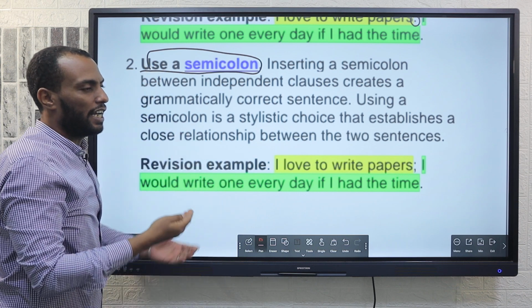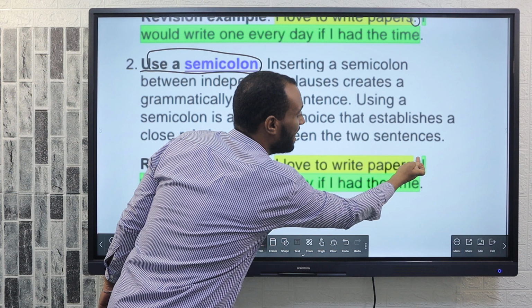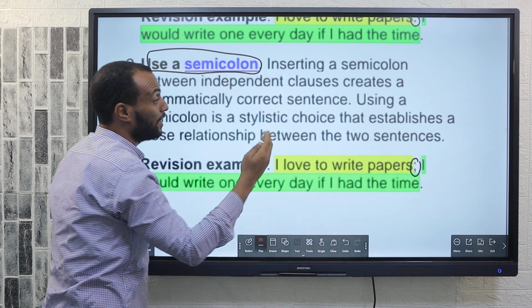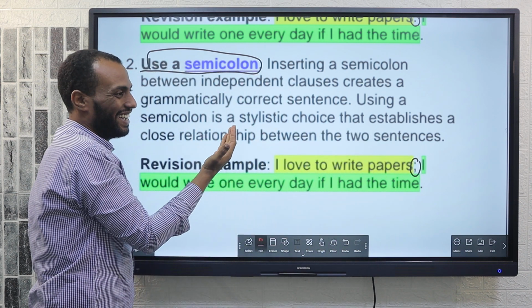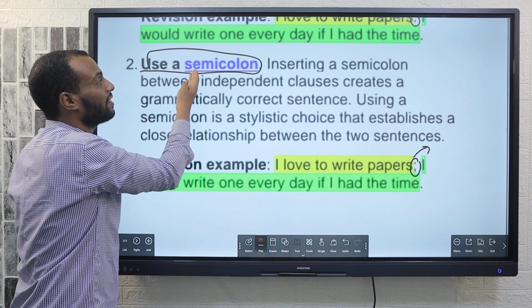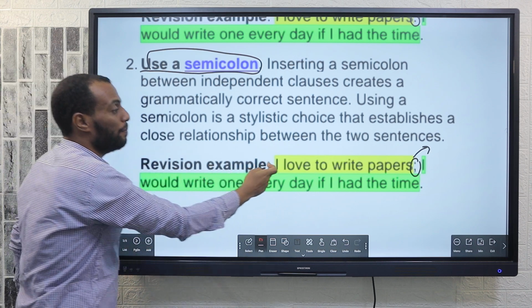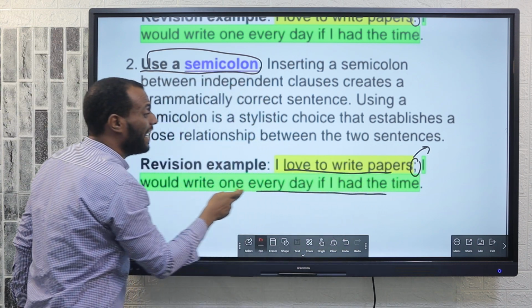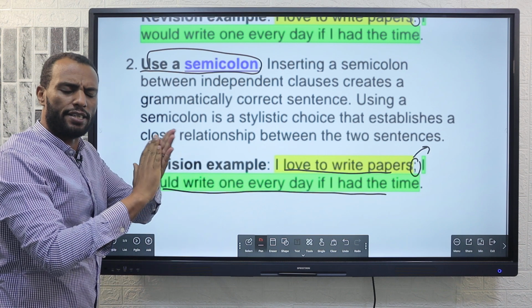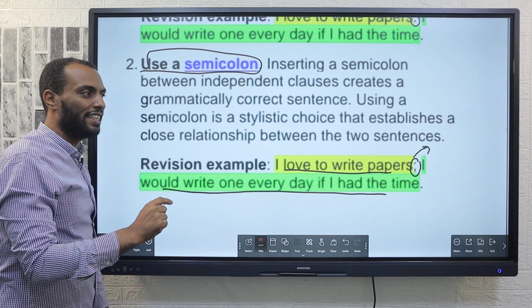Let's get back to the same example. I love to write papers, and here this one, take care, it's not a comma. As you can notice the difference, it's a semicolon. So when you put the semicolon between the two independent clauses, excellent, you managed to fix the problem of the run-on sentence.